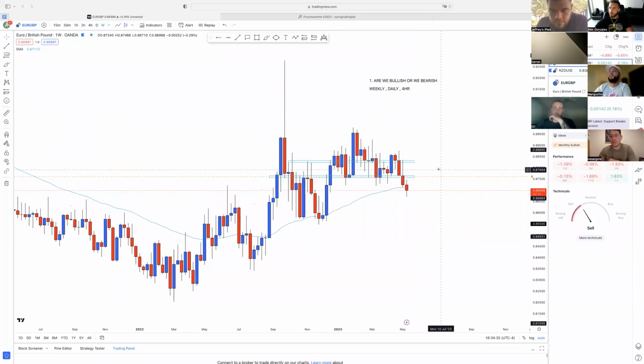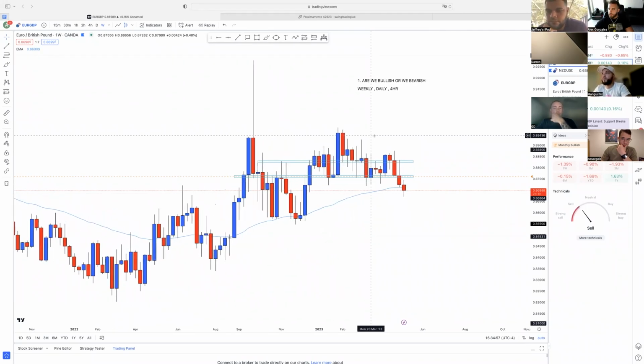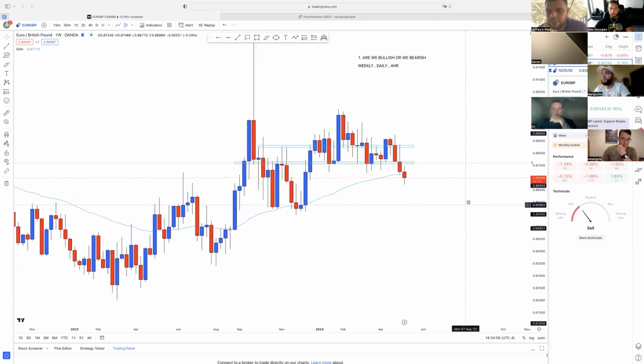Is this time frame bullish or bearish? Type 1 for bullish, type 2 for bearish. I feel like that would just be easier. 1 for bullish, 2 for bearish. Okay, I'd say about 90%. Yeah, about 90%, 85%, right?